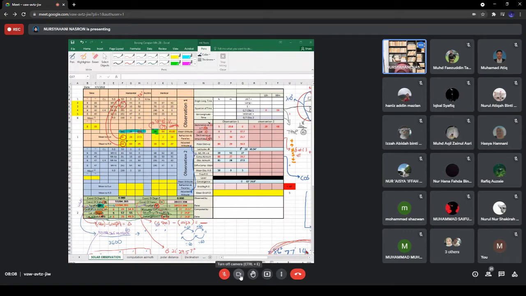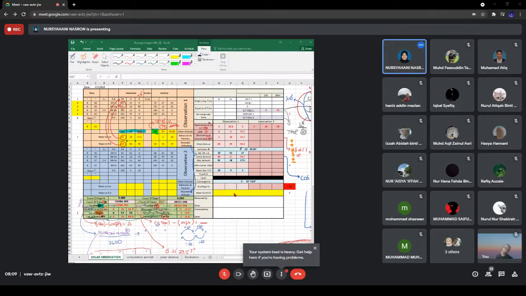And today we will continue our calculation on determination of azimuth from solar observation. Okay, last 2 weeks we stopped at computation azimuth. Inshallah, today we try to complete our calculation until the final answer.